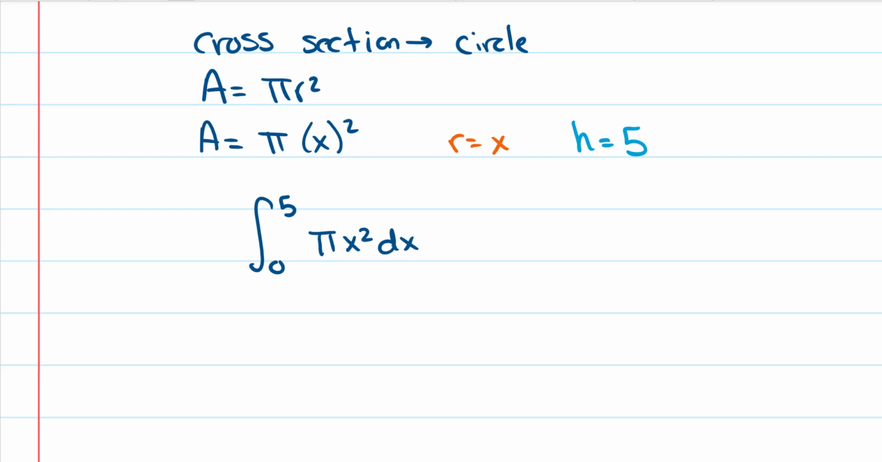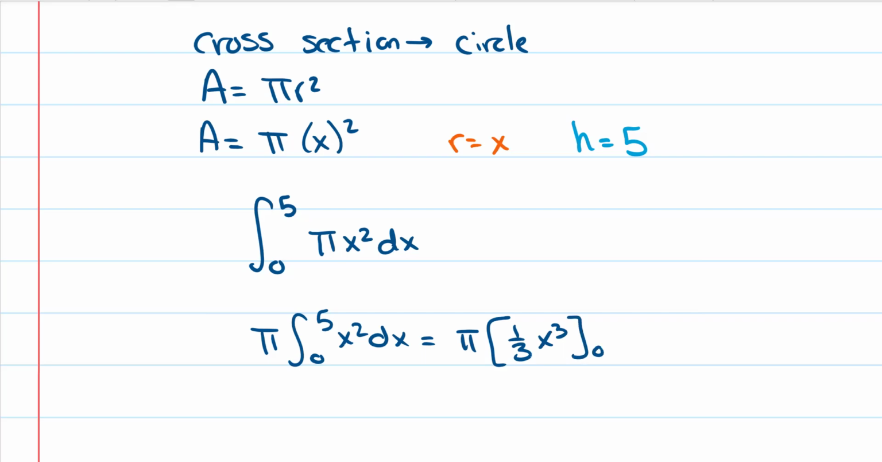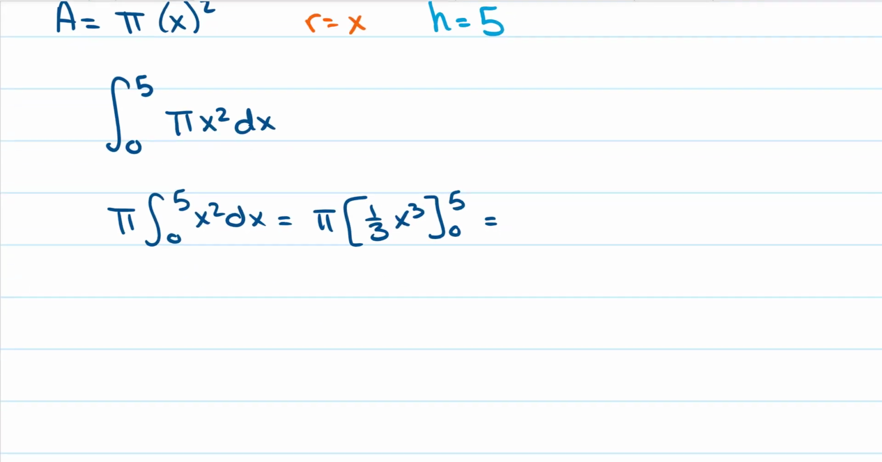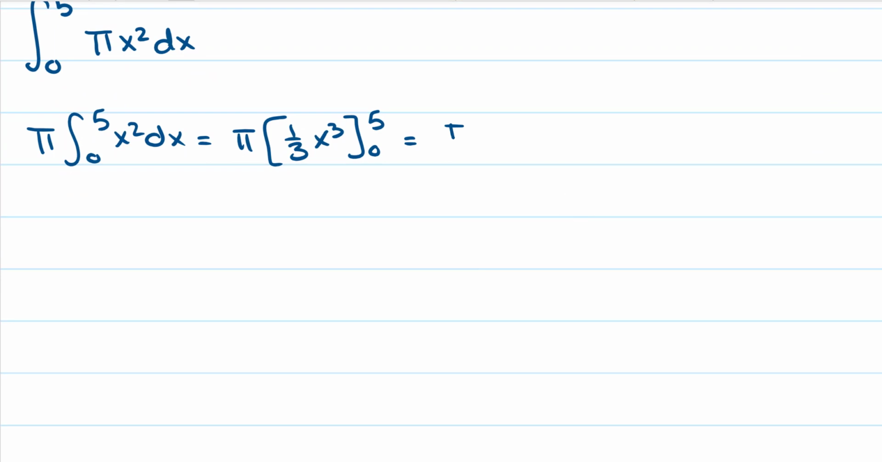So what we do is it's going to be pi, the integral from 0 to 5 of x squared dx, which is going to be pi times 1/3 x cubed from 0 to 5. So we get pi over 3 times 5 cubed minus 0 cubed, which is going to give us 125 pi over 3 meters cubed.